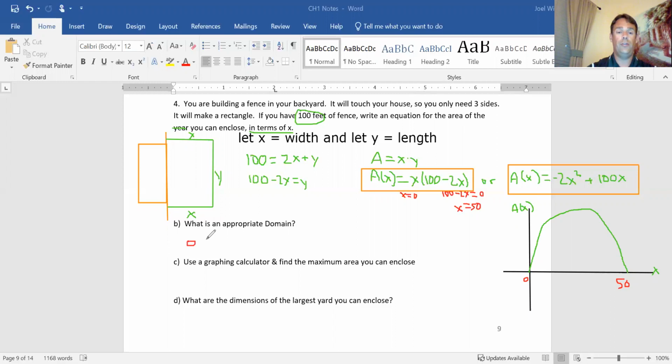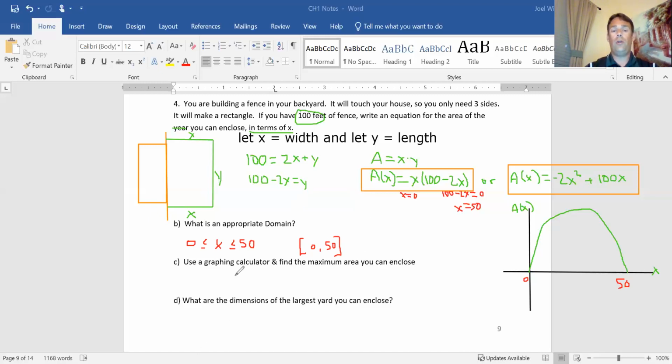I could write this as an inequality if I wanted to, or I could write it in set builder notation. So use a bracket, 0 to 50, bracket again. Reason for the bracket: our area could be 0. That is a legit value. Goofy, but it could work.